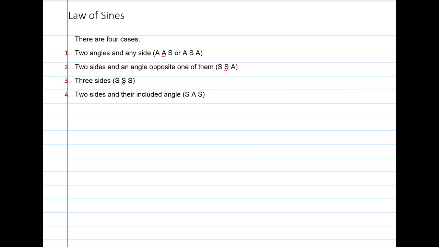going to need to know the measure of at least one side and any other two measures of the triangle. Either two more sides or two angles or one angle and another side, but we need to have at least one side. The first two cases, angle angle side or angle side angle and side side angle, are going to be solved with law of sines, so that's what we're going to be looking at in this section.